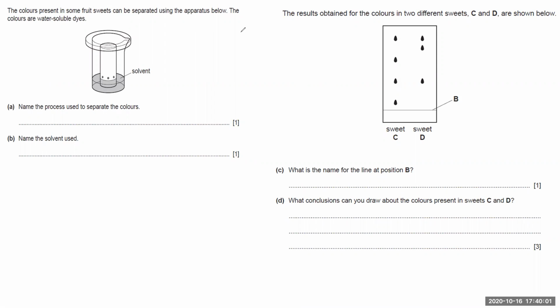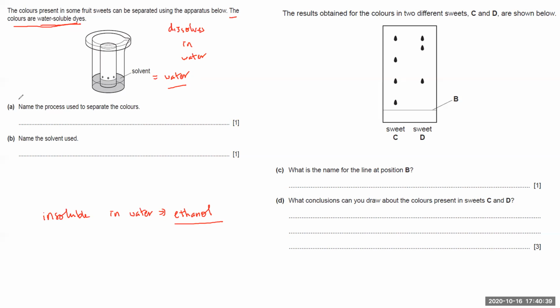The colors are water-soluble dyes. Okay, there's a lot of clues in the question. Water-soluble means that it dissolves in water. So if it dissolves in water, then your solvent, you use water. But if the question says it is insoluble in water, then you must use another solvent, and you don't need to memorize many, you just need to memorize one, which is ethanol. So if it's soluble in water, you use water. If it is insoluble in water, you use ethanol.